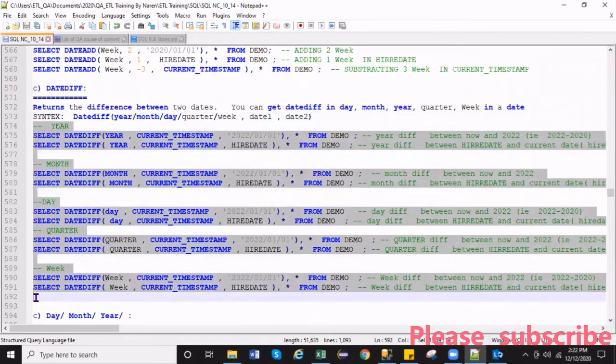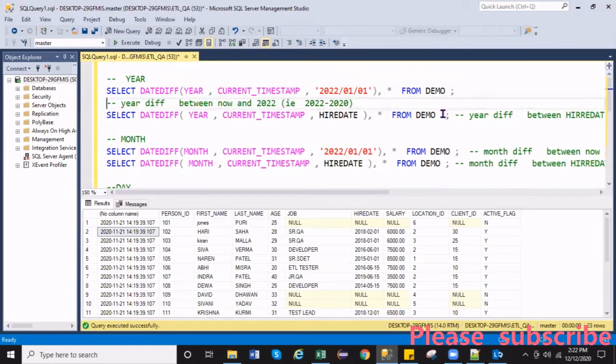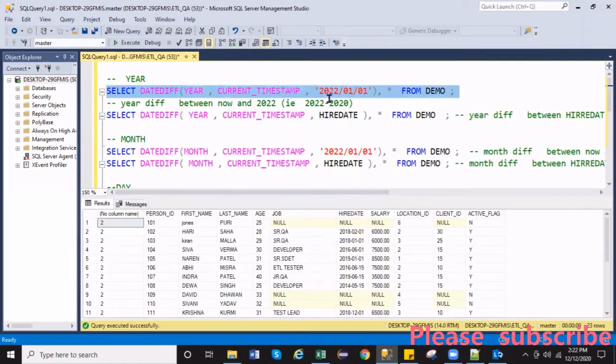Let me copy everything into our SQL Server. Let's see year, right? So what does the year do? See here, I am making a difference. I'm trying to find out the difference between the current date and this date. If I run this query to find the year only, it will give me the gap. Currently it is 2020, but I am putting 2022, so there will be 2 years of gap.